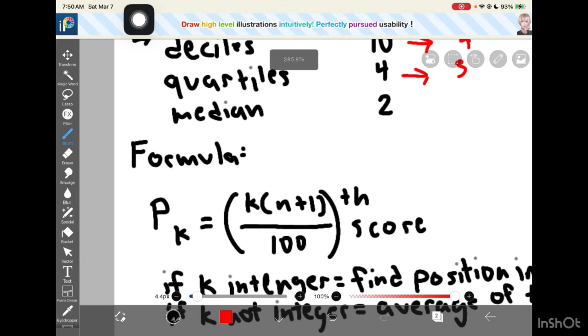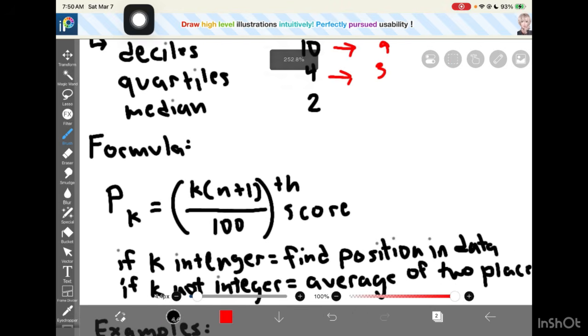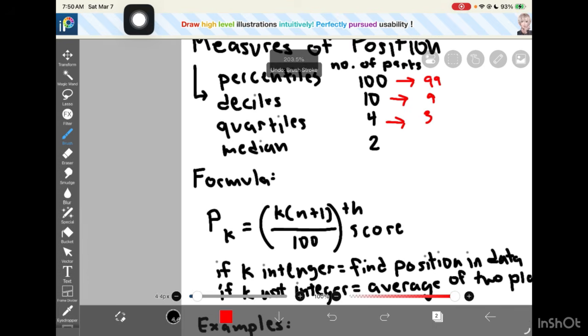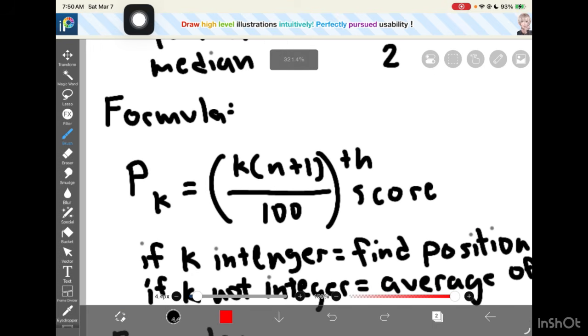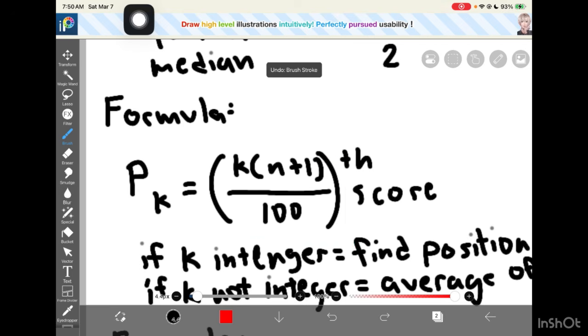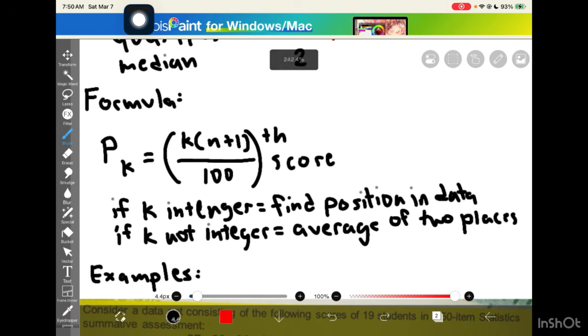So the formula for all of them is basically this, but this one's for percentile. You basically just have to substitute the 100 to 10 and 4, depending on what you are looking for. So it's P of k is equal to k times n plus 1 over 100, and then the TH score. Remember that the number you get over here is not the actual value we'll look for in the data. That's just a position. So if you get an integer, it's good.